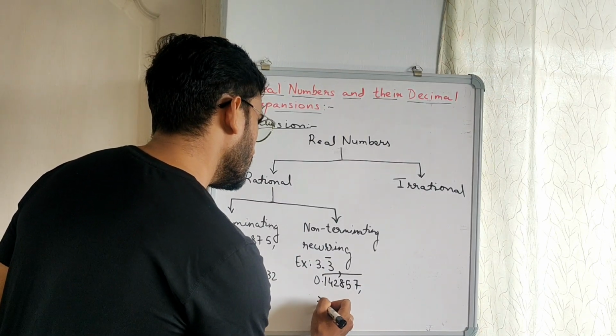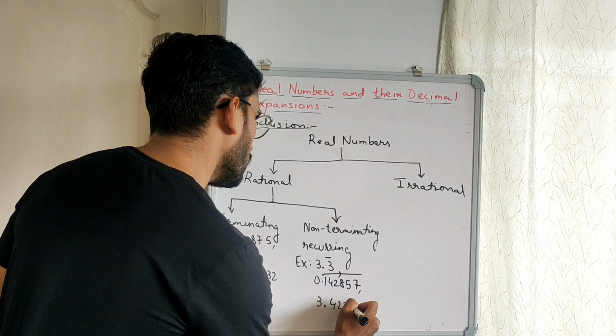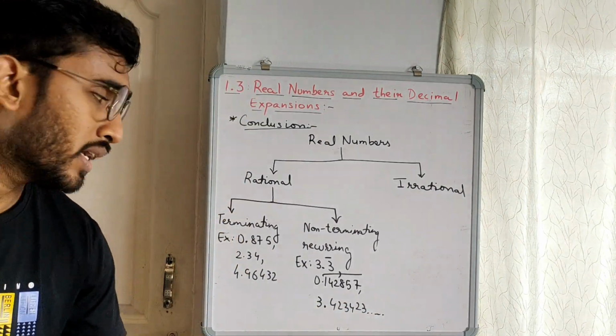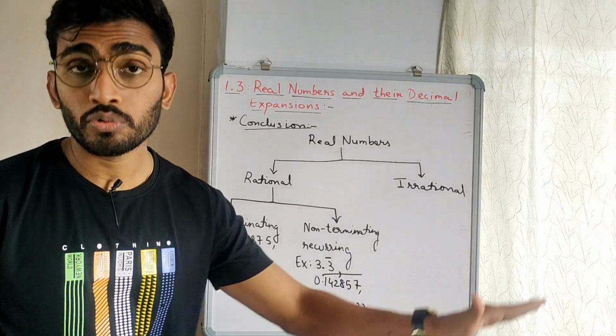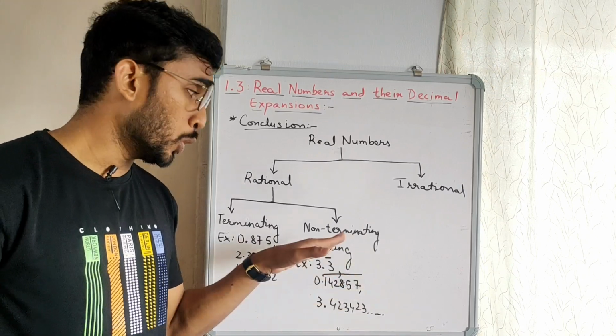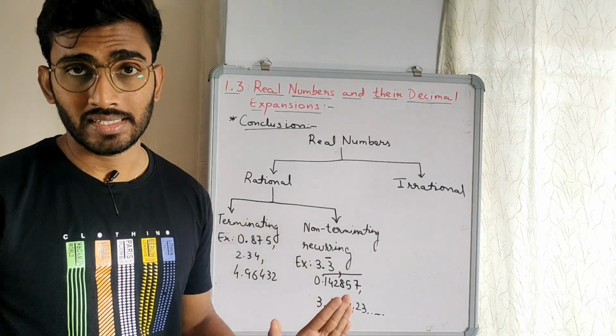Then you can see 3.423, 423, and so on. If I make points after that, that means this 423, 423, 423 is going to reoccur again and again and again, and that is why that is also non-terminating, recurring, and it is a rational number.